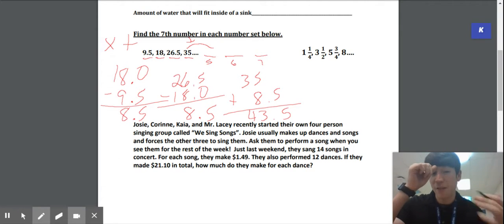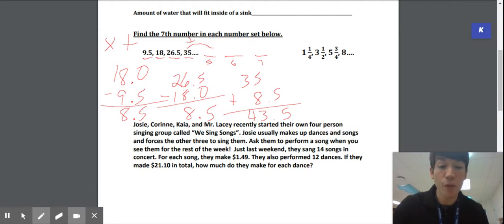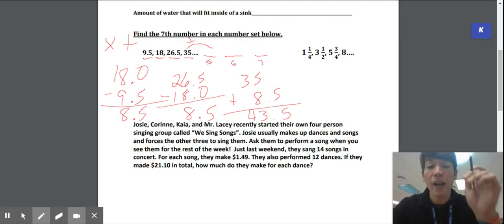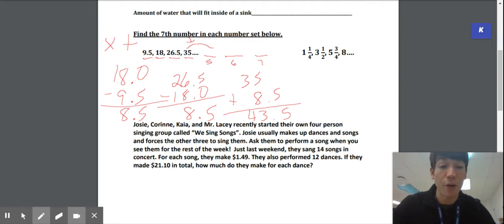And then I'm just going to have to do that same thing 2 more times in order to get all the way up to my 7th number, because I'm adding 8.5 over and over, and I'm doing that all the way up to my 7th term.